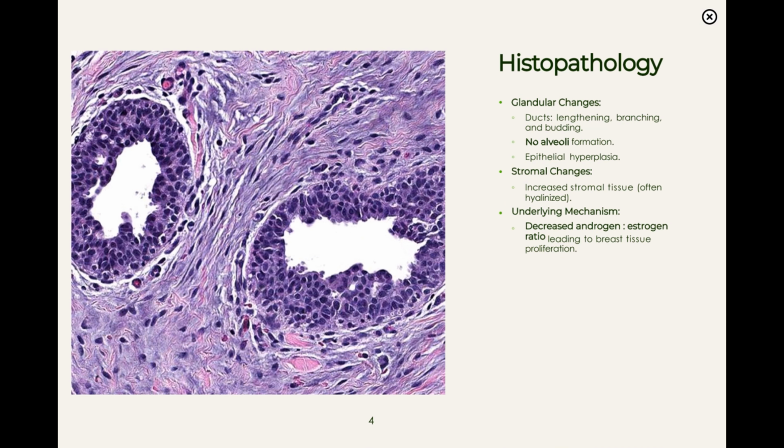So what are the histopathologic changes? Primarily there is duct lengthening and branching, however there is no alveolar formation, and there is evidence of epithelial hyperplasia as well in patients with gynecomastia. And the reason for this, which we will discuss shortly, would be a decrease in the androgen to estrogen ratio, leading to breast tissue proliferation.